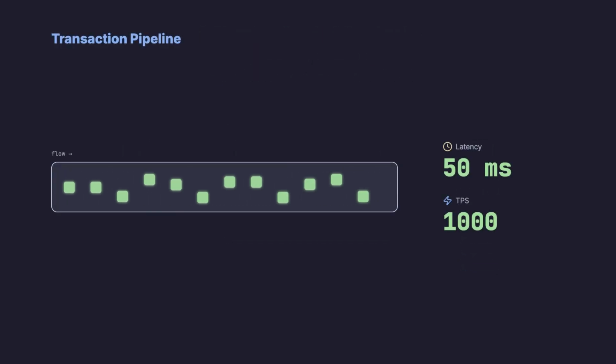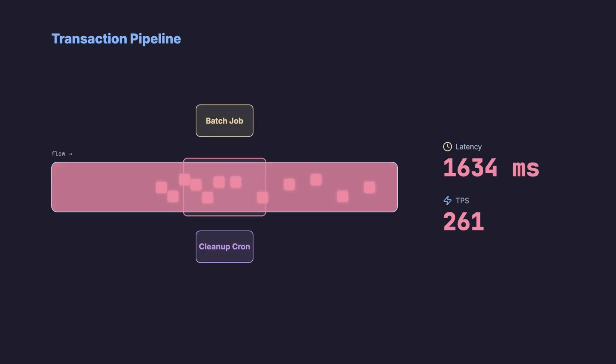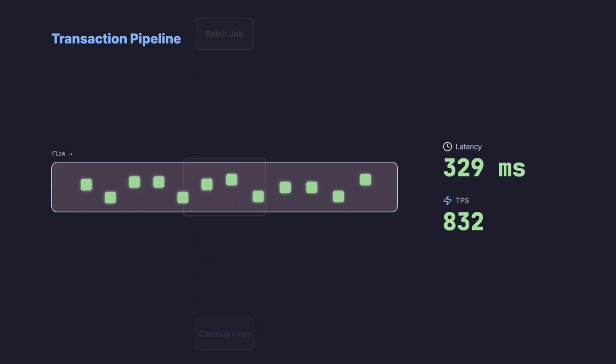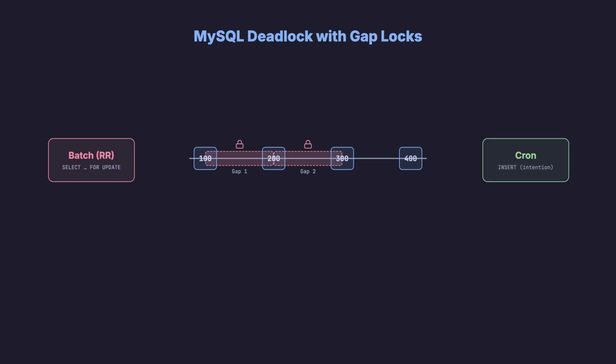So what does this look like in real life? I once debugged a system where a long-running batch job and a periodic cleanup cron kept stepping on each other's toes. The batch job ran under the default repeatable read. It issued a couple of large select for update scans over the orders table, locking thousands of gaps. The cron, firing every minute, tried to insert new rows into exactly those gaps, and because the batch held the gap locks until commit, the cron would block.